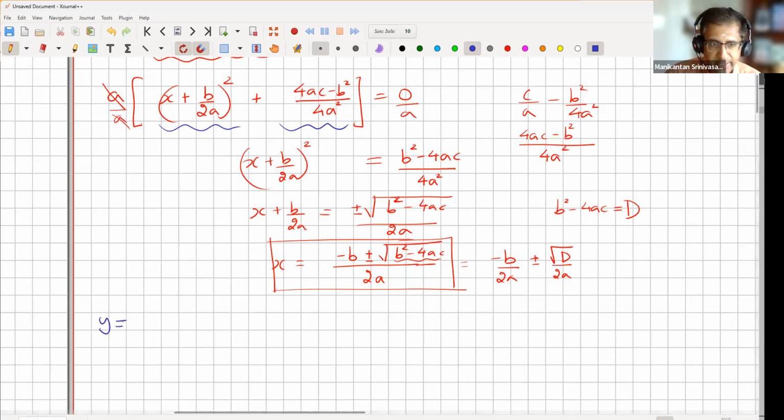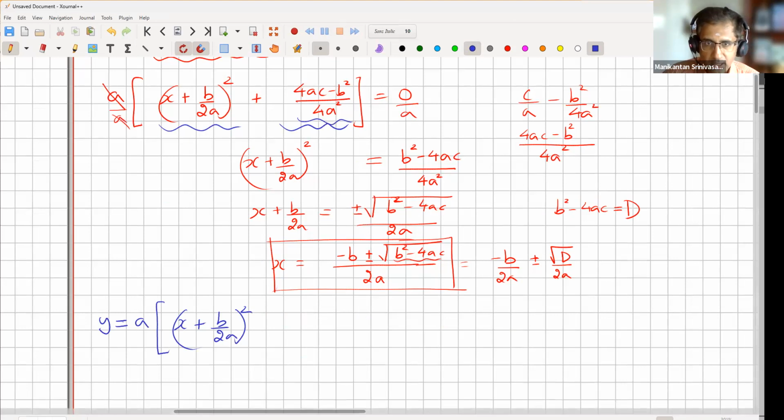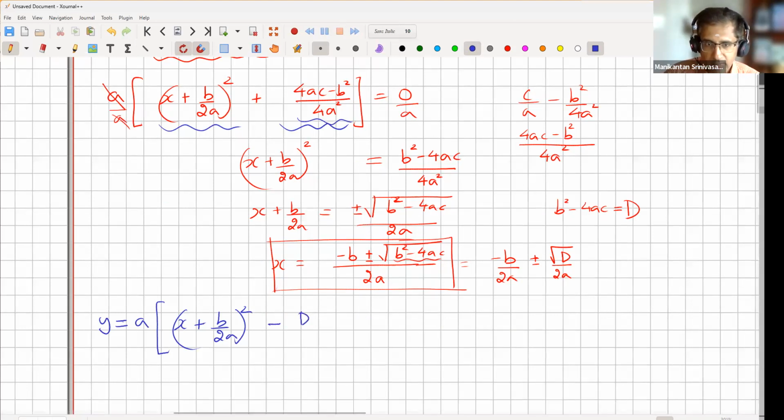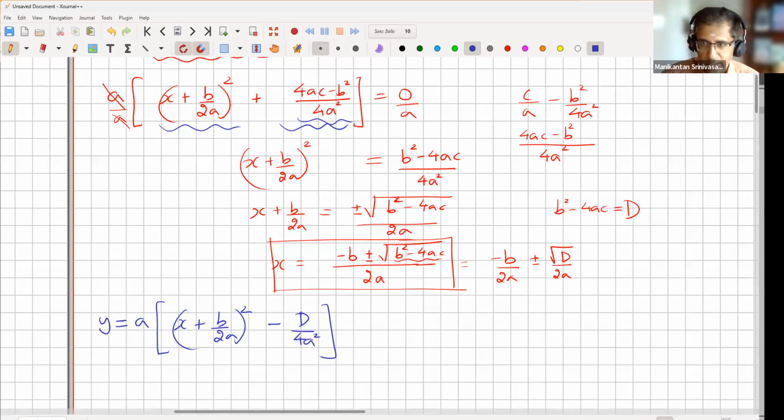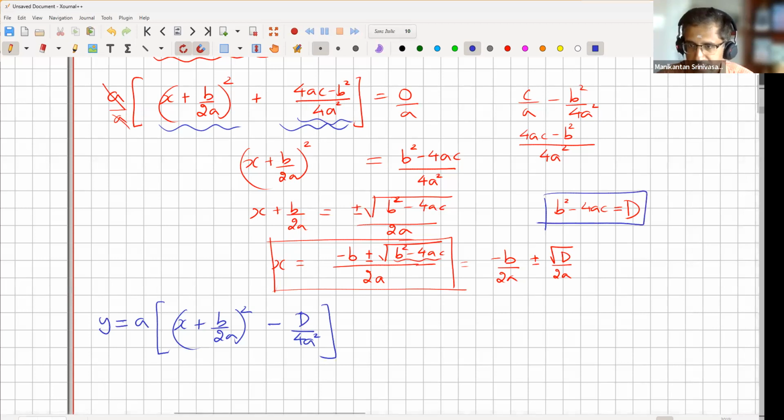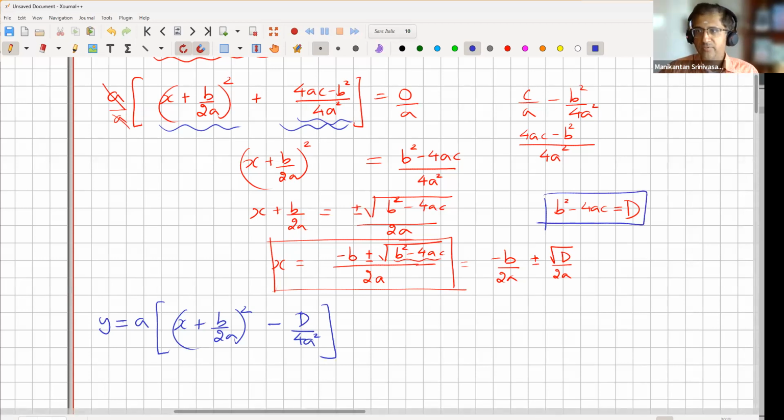If I started off by saying y equal to, so nothing changed. Before I cancelled off the a, this looked like this. Okay, and then this was, I'll write it as minus d by 4a square, because now I know that my d is nothing but b square minus 4ac. D is b square minus 4ac. So everywhere, instead of writing b square minus 4ac, b square minus 4ac, I'll replace it with d. Now this is the expression, right?